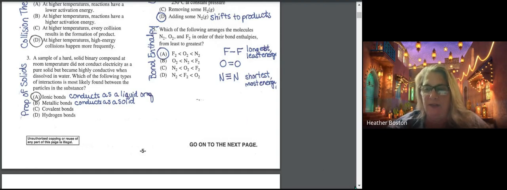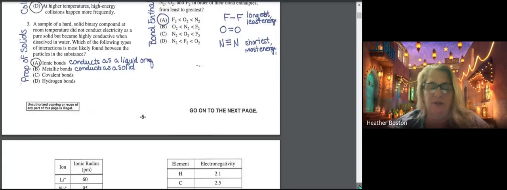So you've got a single bond, a double bond, and a triple bond. So single bonds are the longest with the least amount of energy. Triple bonds are the shortest with the most energy. So the correct answer is A.